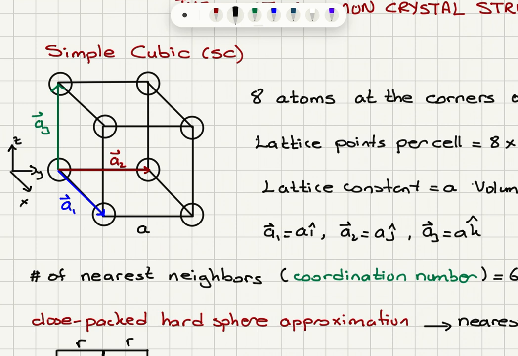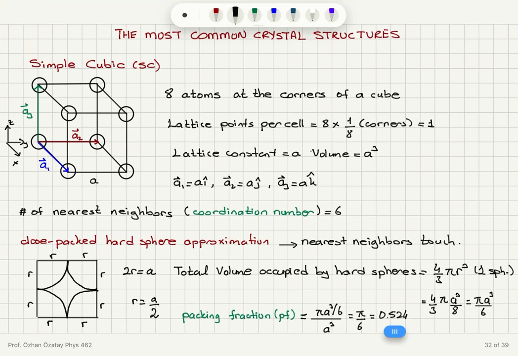The atoms are located at the corners of the cube, and I have demonstrated the three basis vectors, or one choice of basis vectors a1, a2, a3. So those are basically a i-hat, a j-hat, and a k-hat. Because we have eight atoms at the corners of the cube, when we put the other cubes next to these, we will see that the lattice points per cell will be eight times 1/8 from the corners, so the total is one. As I said, the lattice constant is a, therefore the volume of the cube is a cubed.